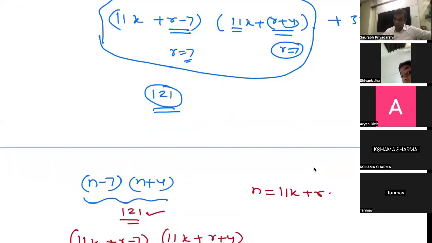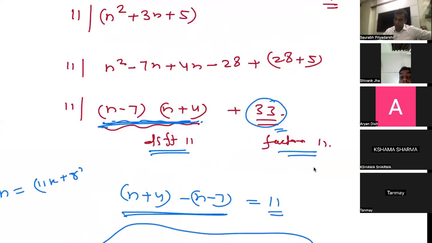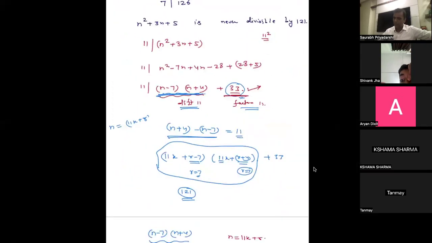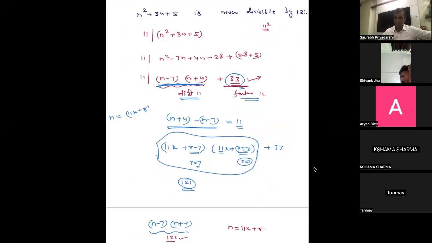And this number is divisible by 121, but from this, I'm getting only the factor of 11. What is the meaning of this? That means that (n minus 7) into (n plus 4) is divisible by 121, and when we add 33 to it, it can never be divisible by 121, but may be divisible by 11. Very good. Means overall, only the factor of 11 I can take out from this. Right? It's not possible to take out the factor of 121 from this.